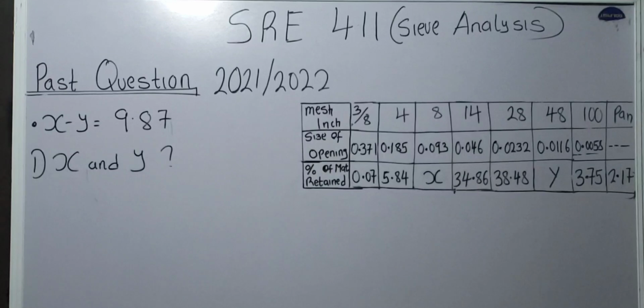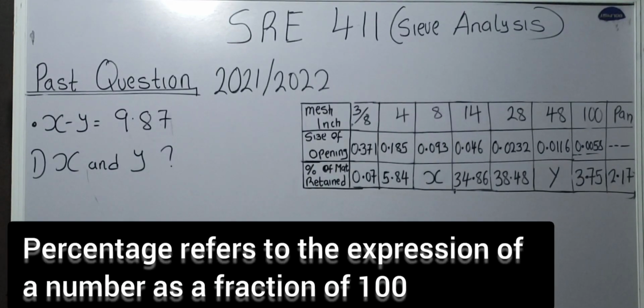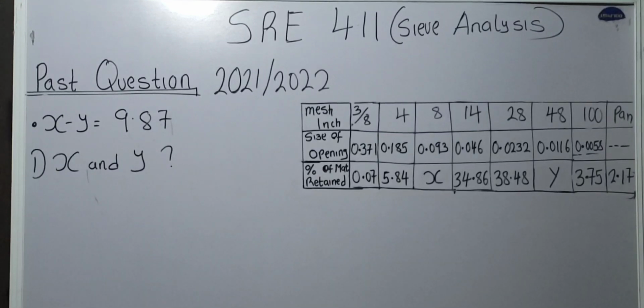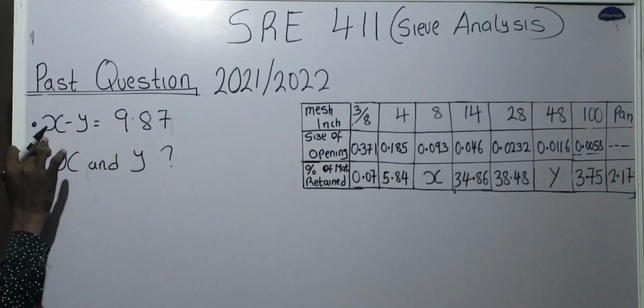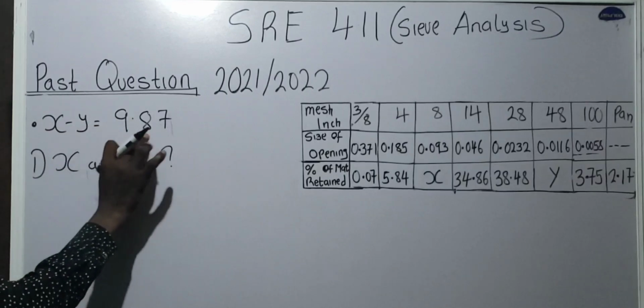Now, percentage is the expression of any number as a fraction of 100. You understand? So when any number is expressed as a fraction of 100, you can say that we have taken the percentage of that number. Percent means 100. Percentages sum up to 100. That's it. Okay? So now, in an attempt to get the value of x and y, we have been given an equation, which is that the difference between x and y is 9.87.